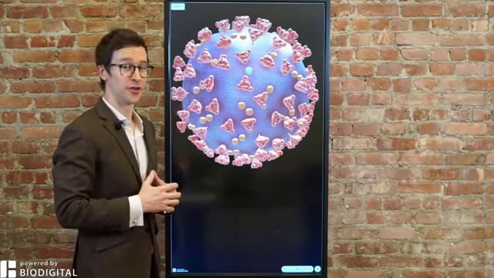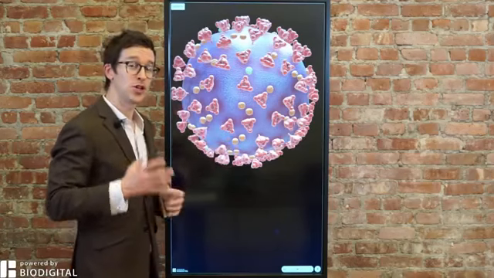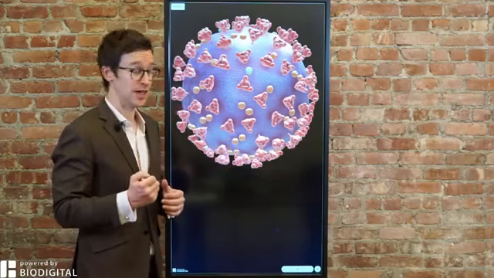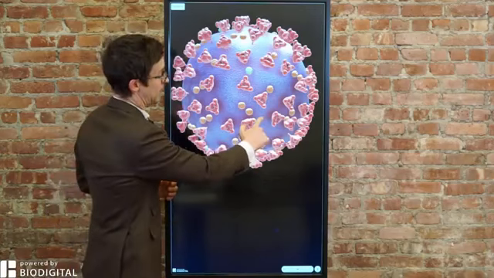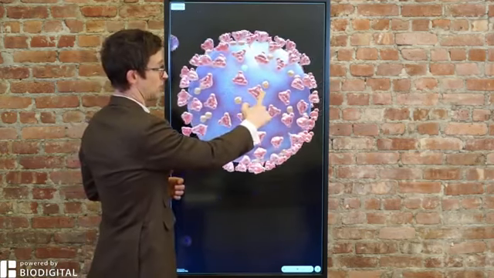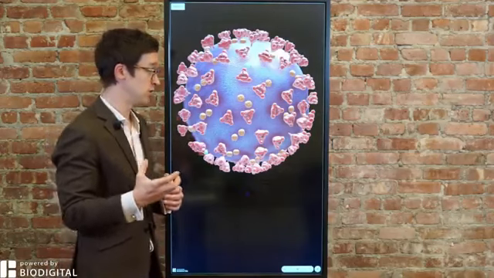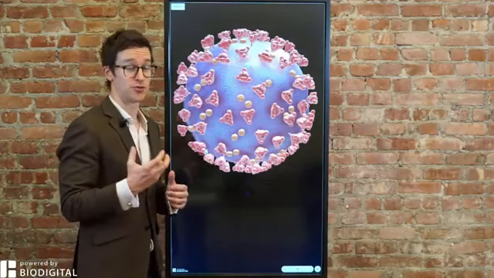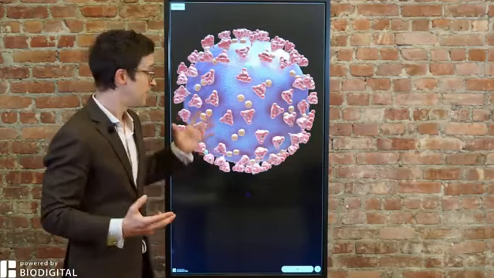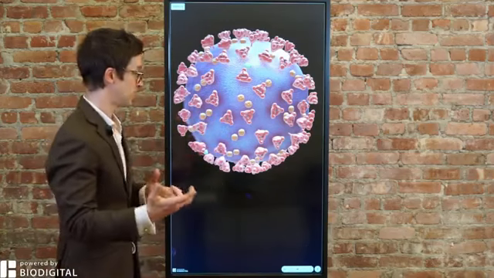Today, a special on the coronavirus. With the help of the Biodigital Human, I'm going to be showing you why this virus is so contagious. What you're looking at here is the world's first 3D interactive visualization of the coronavirus. This is the current coronavirus that we're experiencing, SARS-CoV-2, or Severe Acute Respiratory Syndrome Coronavirus 2. This is the virus that causes COVID-19, or Coronavirus Disease 2019.